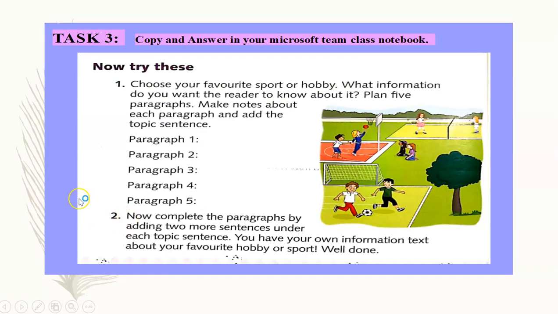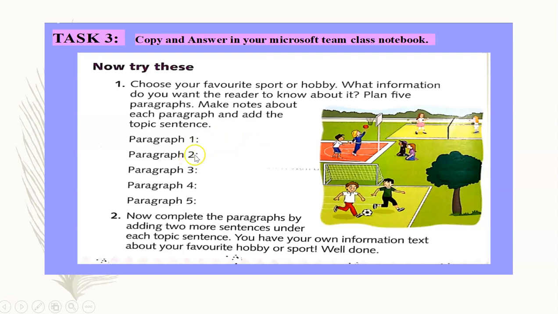Task 3. Choose your favorite sport or hobby. What information do you want the reader to know about it? Plan 5 paragraphs. Make notes about each paragraph and add the topic sentence. Paragraph 1 to paragraph 5. For example, football. Paragraph 1, you will just have an introduction about football.